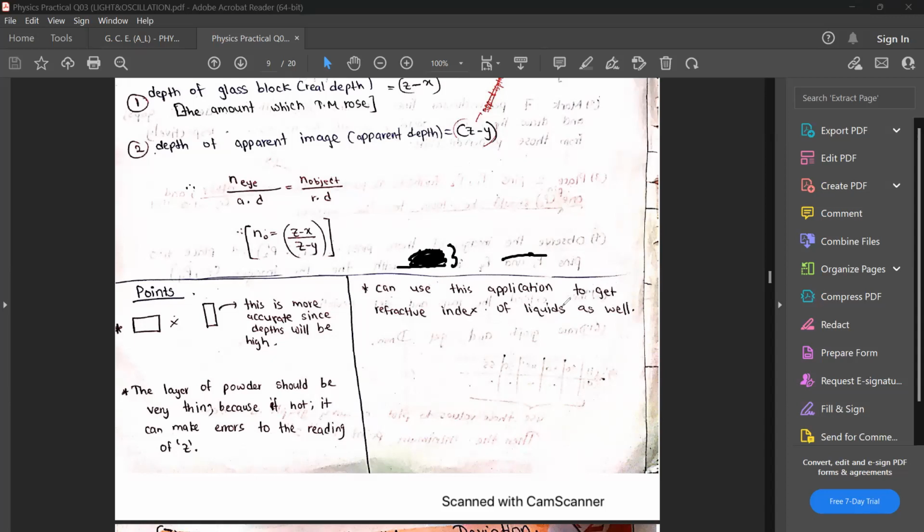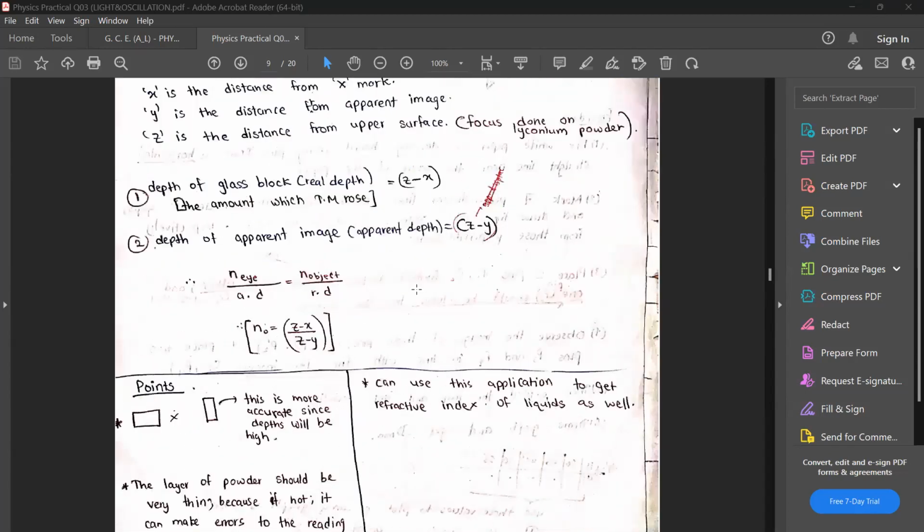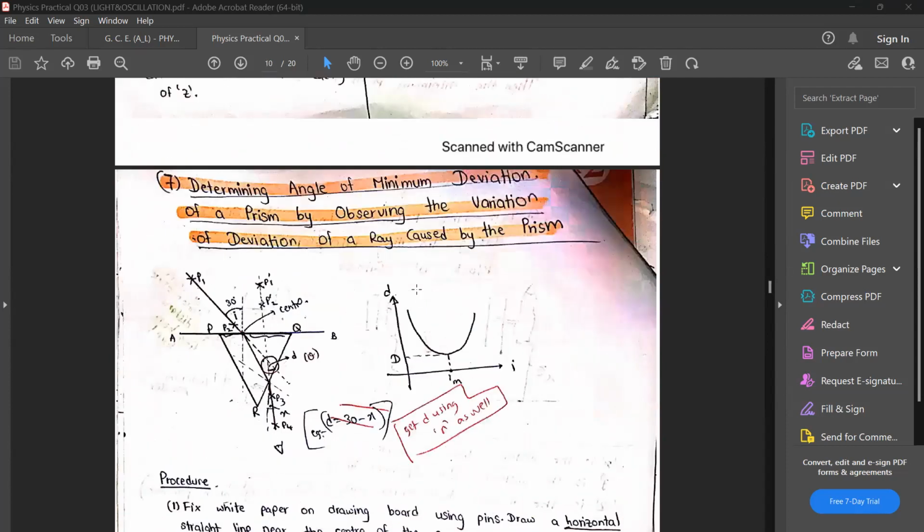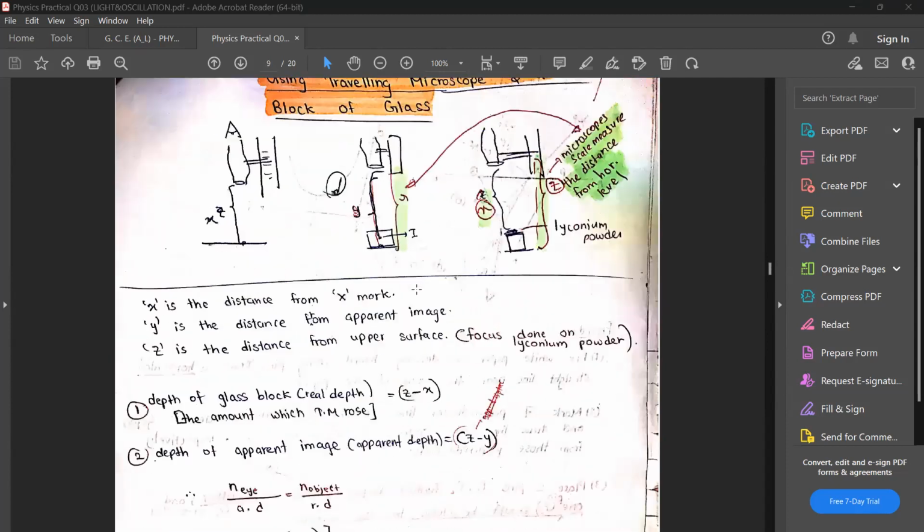You can use this application to get the refractive index of liquids as well. Yes, we can do this to find the refractive index of liquids as well. As I remember, there was a possible question related to that, though I can't remember it exactly. It's very simple. If you can get a powder which won't spread, or simply take a small metal ball, a point, something like that, instead of this glass cube, let's say you keep a beaker of water, and the same principles apply, right? Instead of the glass, you kept a beaker of a certain liquid. So you can calculate the refractive index of that liquid as well. So that's a separate point.